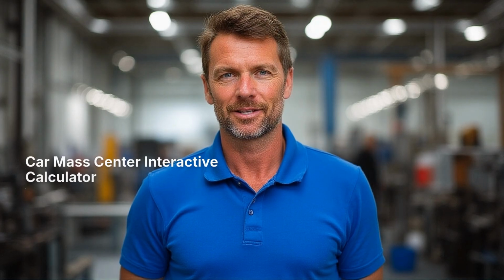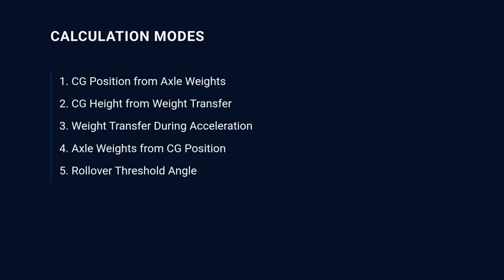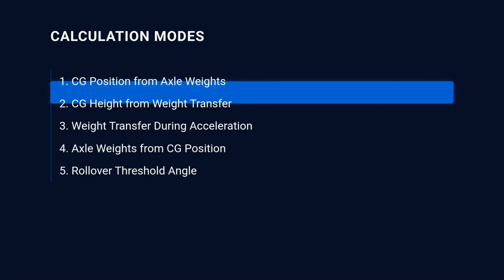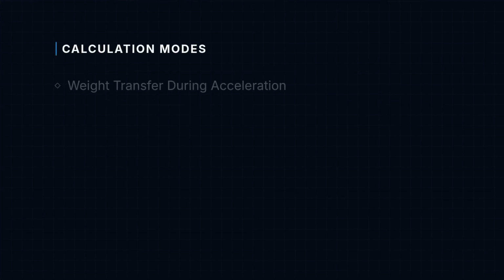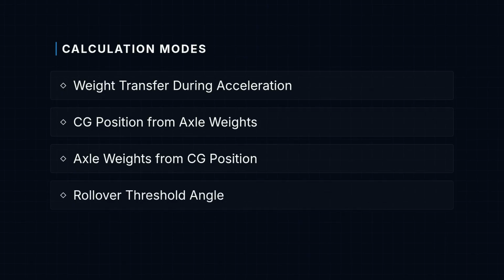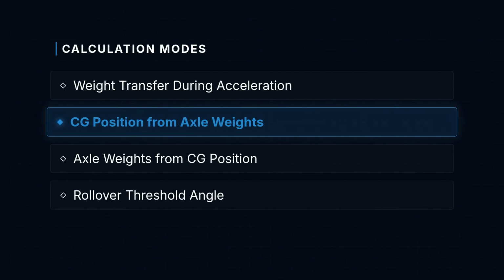This is the Car Mass Center Interactive Calculator, which determines your vehicle's center of gravity position and weight distribution characteristics. First, select your calculation mode from 5 options: CG position from axle weights, CG height from weight transfer during acceleration, axle weights from CG position, or rollover threshold angle. For this demonstration, we're using CG position from axle weights.